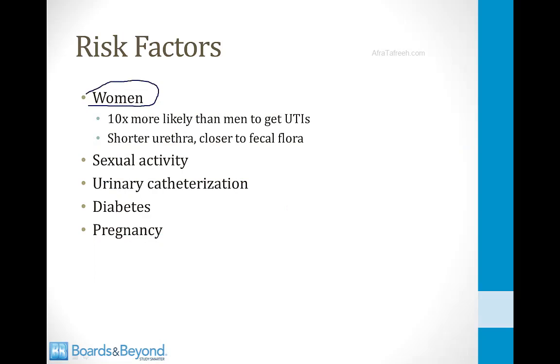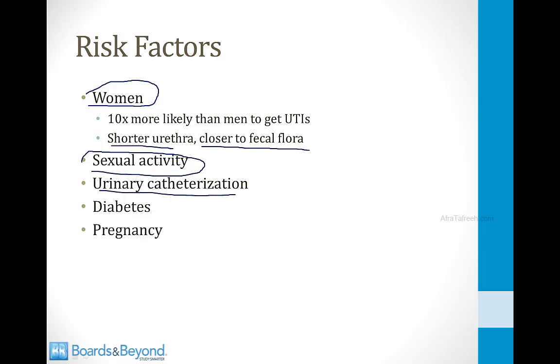This is for two reasons. First, they have a shorter urethra, so it's easier for those bacteria to climb up to the bladder. And also their urethra is closer to the rectum, so it's easier for fecal flora to get into the urinary system. Women who've had sexual activity are at particular risk because the sexual activity can introduce bacteria into the urethra, and UTIs that occur after sexual activity are sometimes called honeymooner's disease for obvious reasons.